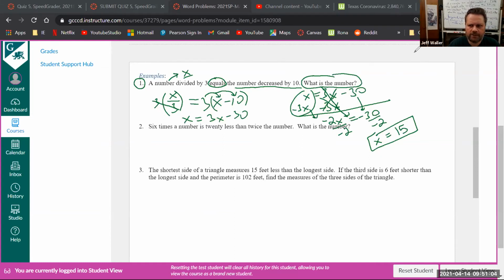So let's check it. If the number is 15, what do you get when you divide that by 3? 5. And what do you get when you decrease 15 by 10? 5. Yeah, you get the same thing. Yay! So that number does what it's supposed to do.